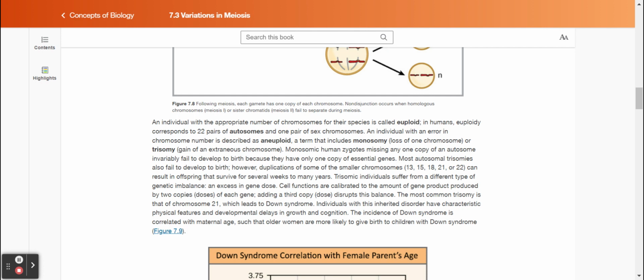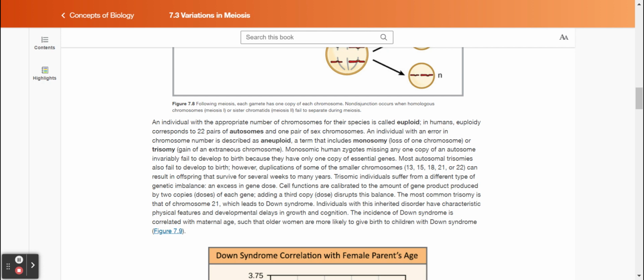Trisomic individuals suffer from a different type of genetic imbalance, an excess in gene dose. Cell functions are calibrated to the amount of gene product produced by two copies, or doses, of each gene. Adding a third copy, or dose, disrupts this balance.